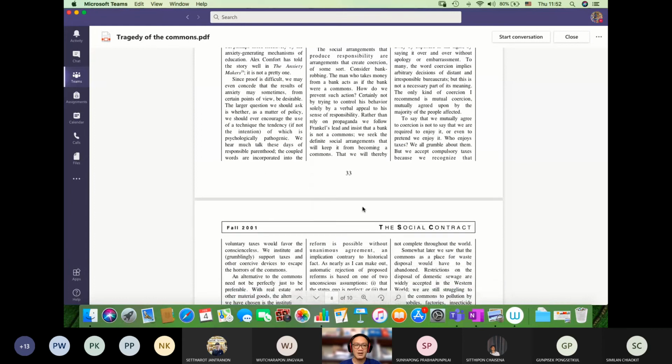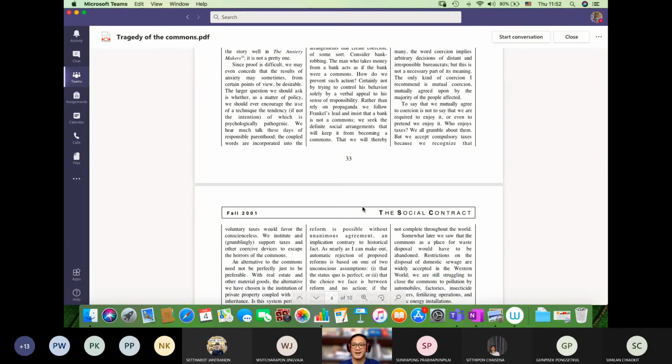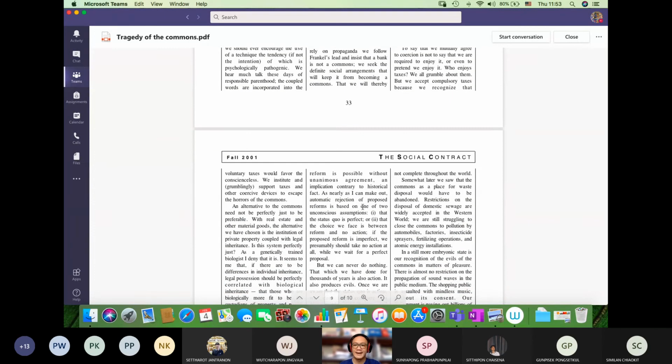I think, as an engineer, you should actually be concerned about the commons from now on, because from now on we are talking about sustainable development. So do you understand this word, sustainable development? What does it mean?